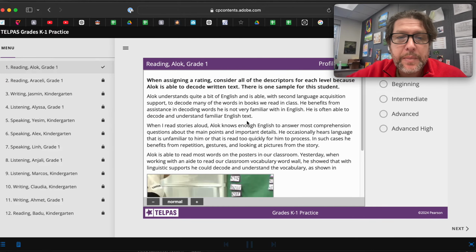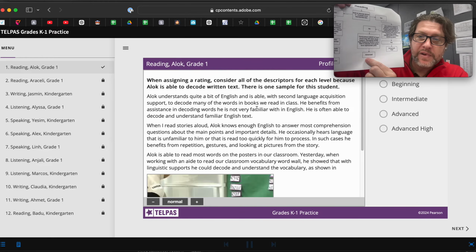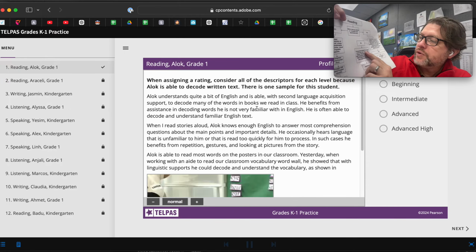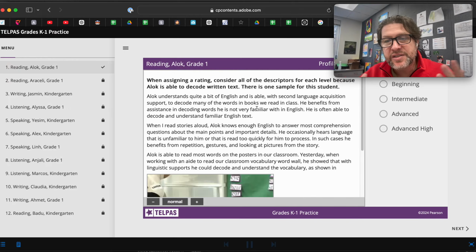So let's look at that with that in mind. Okay, so I look right here. Alok understands quite a bit of English and is able, with second language acquisition support, to decode many of the words. I already know what it is. He's able to decode most of the words, but he needs second language acquisition support. What do you think that's going to be? I come to my flow map and I see advanced. Comprehend most of what they read, recognize some high frequency words, able to decode most grade level appropriate print, but they still need some support. So this is advanced. I don't even have to read any further.